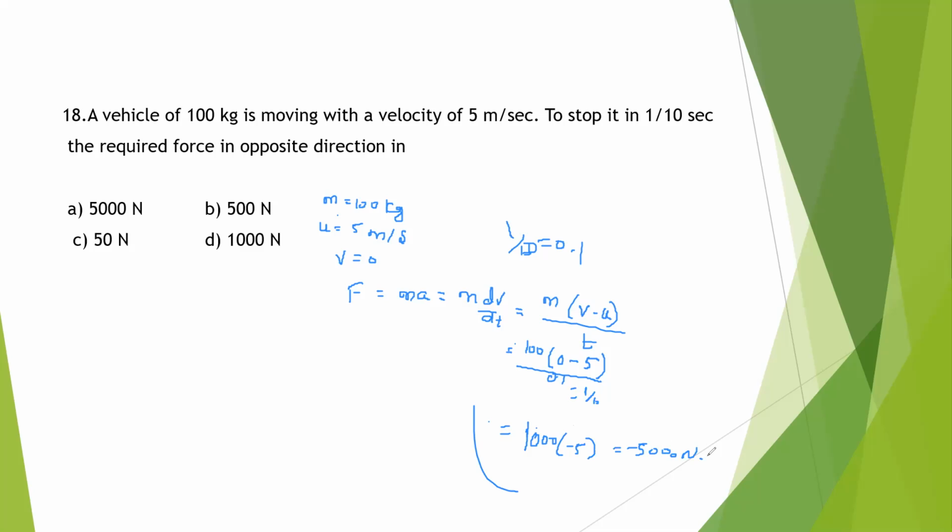So in the option, they have not given the minus sign. But in the question itself, it is written that it is required a force in opposite direction. So that is 5000 Newton. Minus indicates it is in the opposite direction. Therefore, the correct option is option A, 5000 Newton.